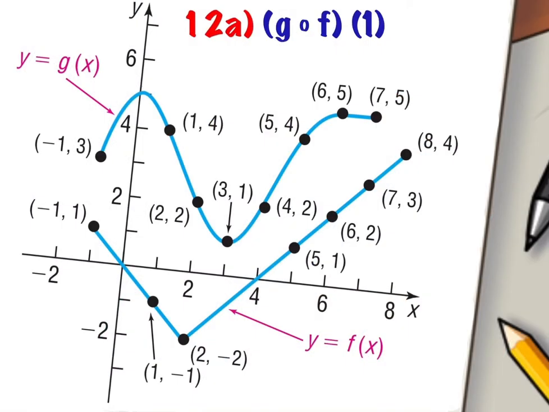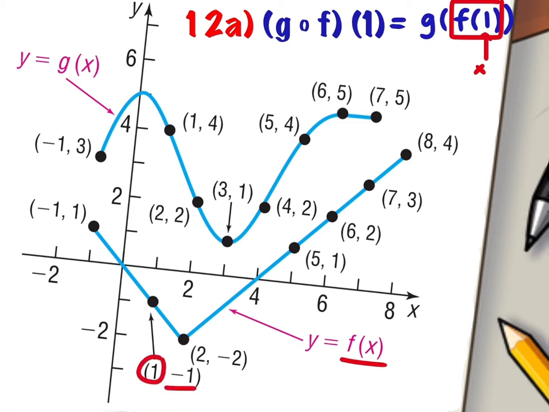Let's get started. For number 12a, g composed with f of 1, you can write it as g of f of 1. So let's go ahead and evaluate f of 1. When x equals 1, look for f of x. X equals 1, f of 1 equals negative 1. So now we have g of negative 1. So we're going to look for g of x where x equals negative 1, and g of negative 1 is going to equal positive 3.